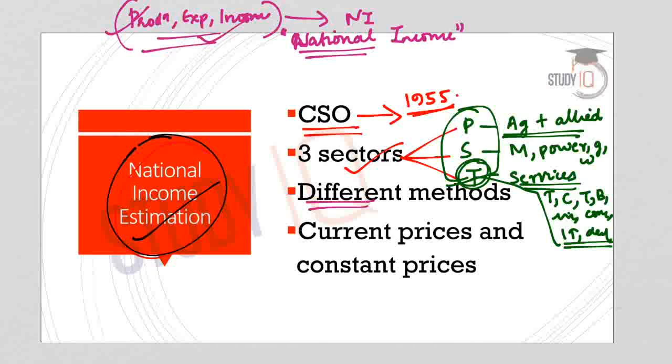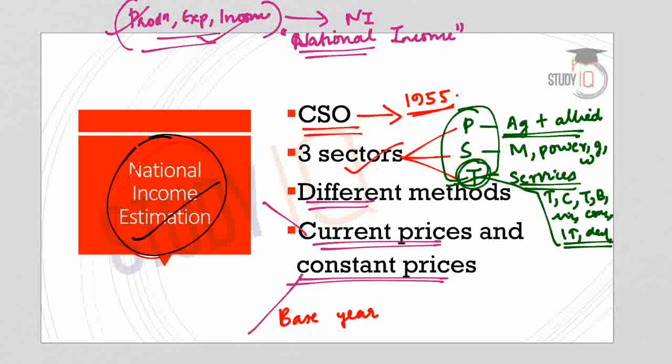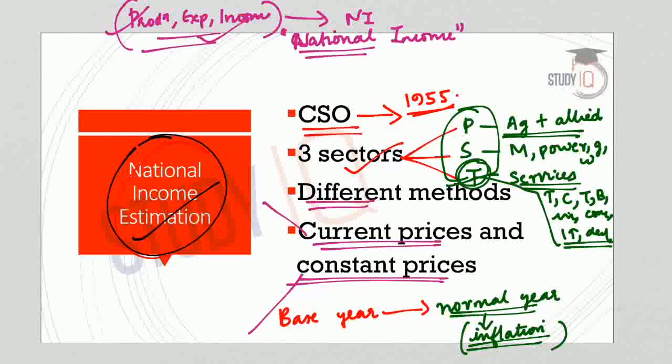And also the national income may be calculated on both the current prices or on the constant prices. Now what is the difference between current price and the constant price? Constant price means the base year price. So for accounting purposes, a base year would be selected. This base year is usually a normal year. So why do we call the base year a normal year? This is because the inflation rates in the base year would be normal. So there would be a moderate level of inflation, or a normal level of inflation, during a base year.